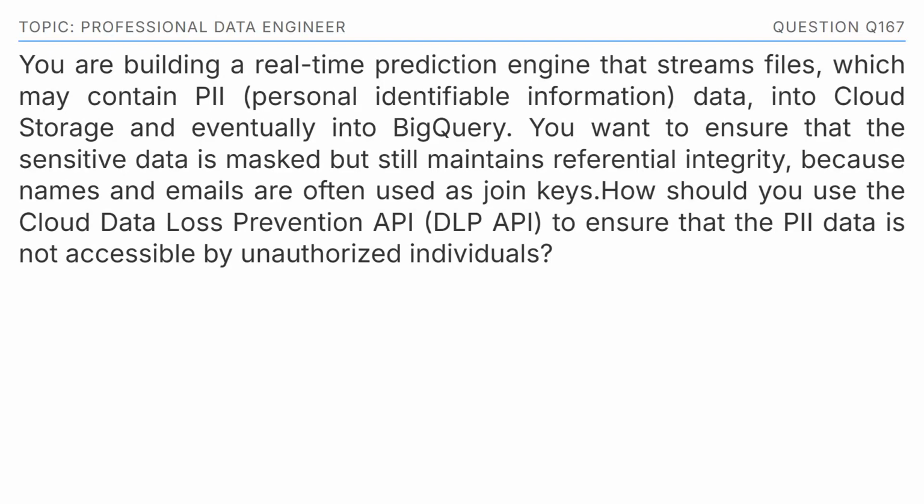You are building a real-time prediction engine that streams files, which may contain PII, personally identifiable information, data, into Cloud Storage and eventually into BigQuery. You want to ensure that the sensitive data is masked but still maintains referential integrity. Because names and emails are often used as join keys, how should you use the Cloud Data Loss Prevention API, DLP API, to ensure that the PII data is not accessible by unauthorized individuals?